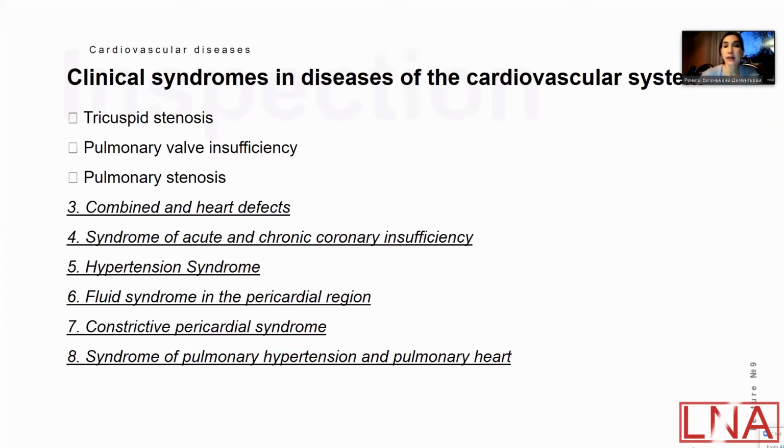Combined heart defects, syndrome of acute and chronic coronary insufficiency, hypertension syndrome, fluid syndrome in the pericardial region, and the presence of the fluid we can assess during routine ECG, constrictive pericardial syndrome, and syndrome of pulmonary hypertension and pulmonary heart.